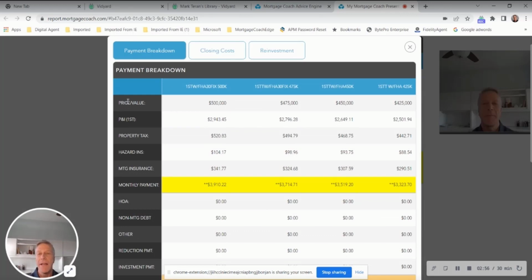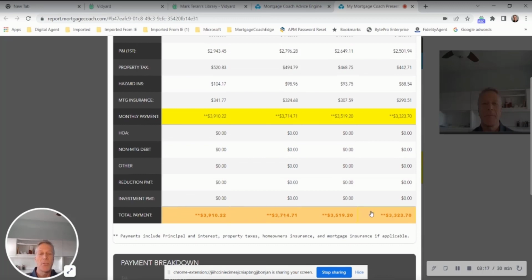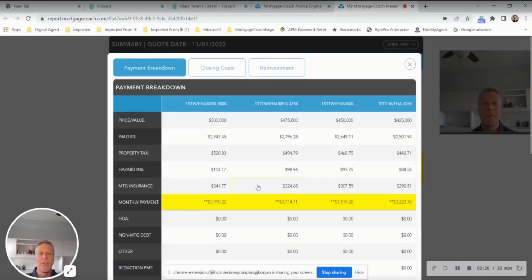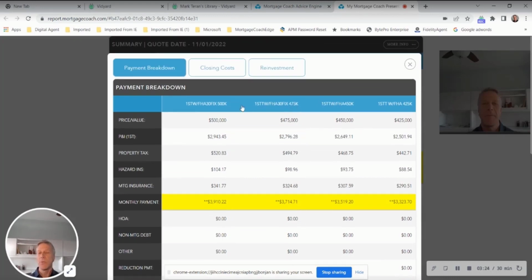So you would click on that and you would get 3 more tabs. The first one's a payment breakdown. So you can see how the payments break down in each scenario with principal and interest, property taxes, homeowner's insurance, mortgage insurance, total monthly payment. If you had an HOA, that would be included in there as well. And so then you get down to what your total monthly payment is for these various options. And these options would be custom tailored to you, right?